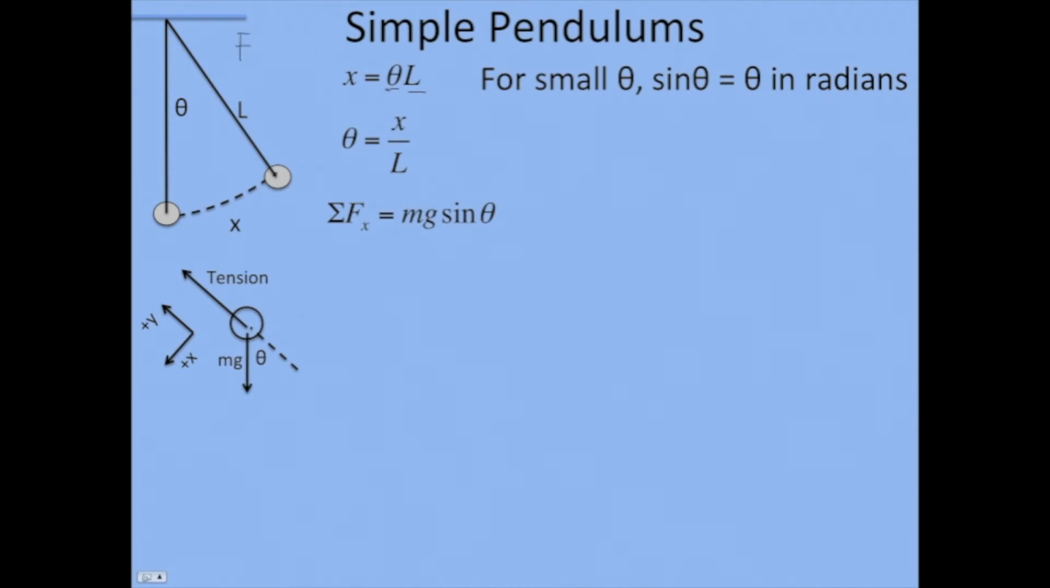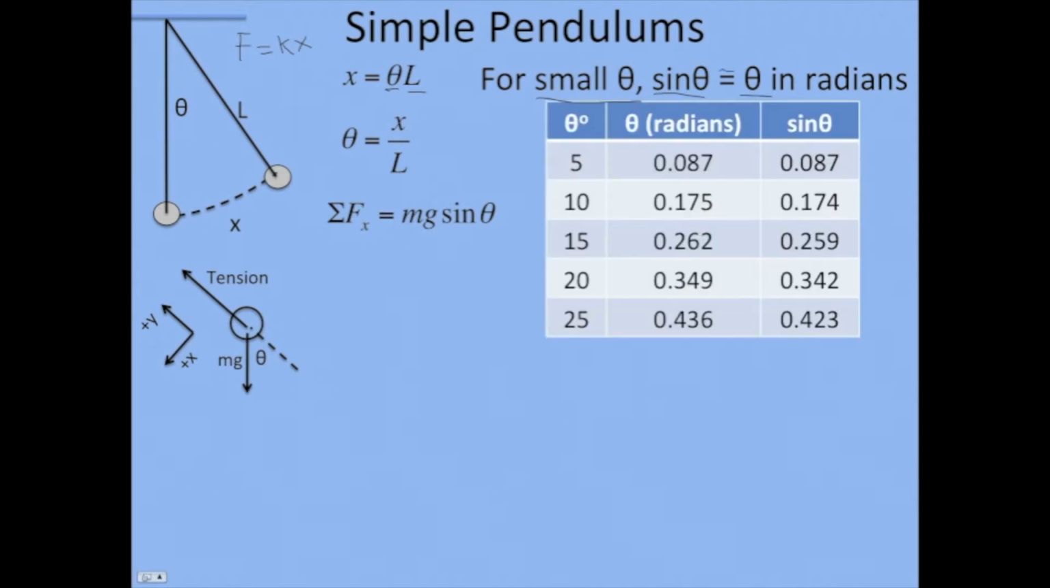For a spring mass, the force was a constant times the displacement. Here it's a constant, mg, times sine of theta. And we know sine theta is not a linear function. But for small angle theta, sine theta is almost equal to theta in radians. And so if you look at a table, you can see at 5 degrees, there's no difference out to the 1,000th place. At 10 degrees, there's a 1,000th of a difference. At 15, a little bit more, but still almost the same. At 20, still pretty close, but starting to deviate. And then at 25, getting further apart.